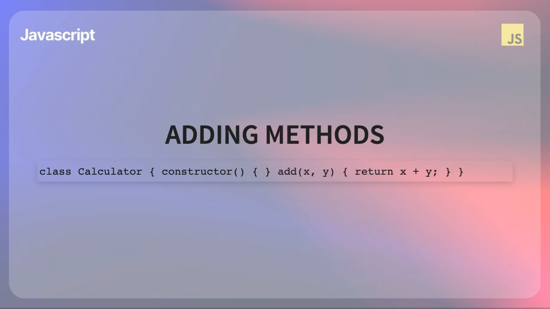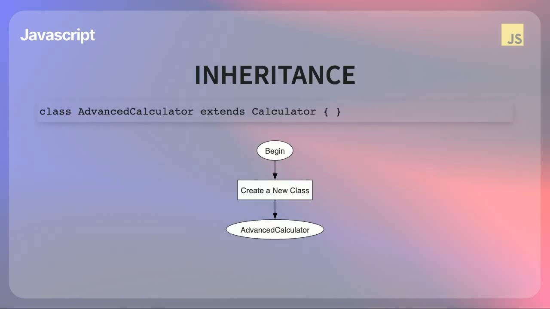Now that we have our class, let's add some methods. A method is a function attached to an object. Inheritance is the process of creating a new class based on an existing one. This promotes code reuse and modularity.